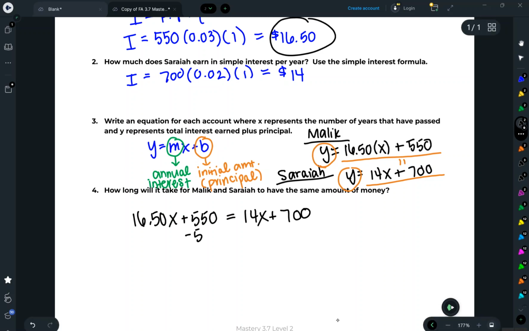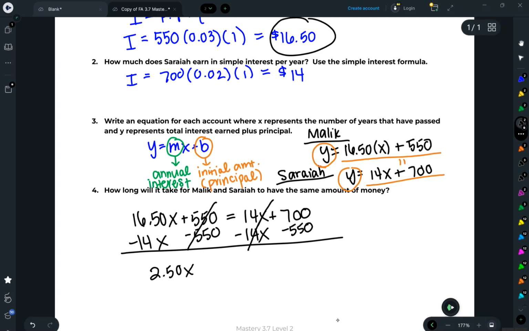I think I'm going to subtract 550 from both sides. And I'm going to subtract 14x from both sides so that I get my x's on one side. So that's 250x equals, what's 700 minus 550? 150? Because you got to borrow, right? Yeah, 150. Then divide by 2.5.